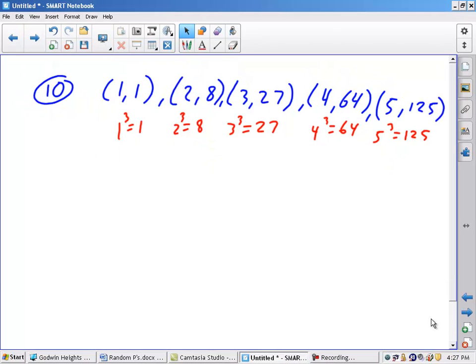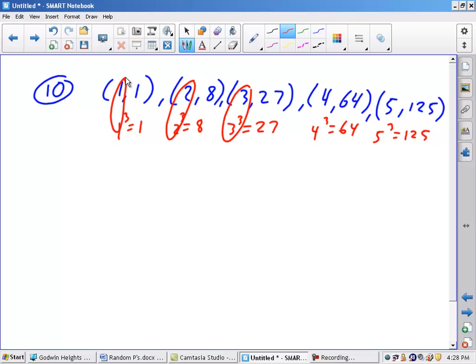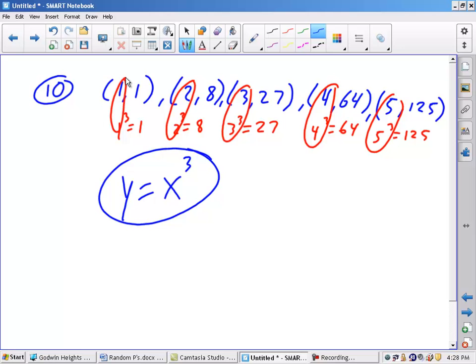Looking at number 10. In blue, I put down all the ordered pairs. It says that those ordered pairs represent a function. What is a rule that represents this function? Explain why it works. Really quick, what I did is I jotted down 1 to the third equals 1, 2 to the third equals 8, 3 to the third equals 27, 4 to the third equals 64. Every time, it's the x value to the third power. So your function rule is simply y is equal to x to the third power, because whatever value you put in for x, if you raise that to the third power, you'll get the y value every time.